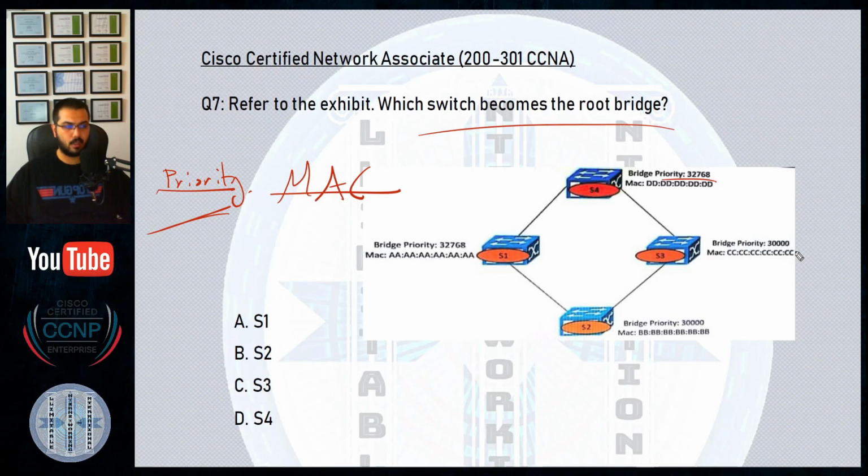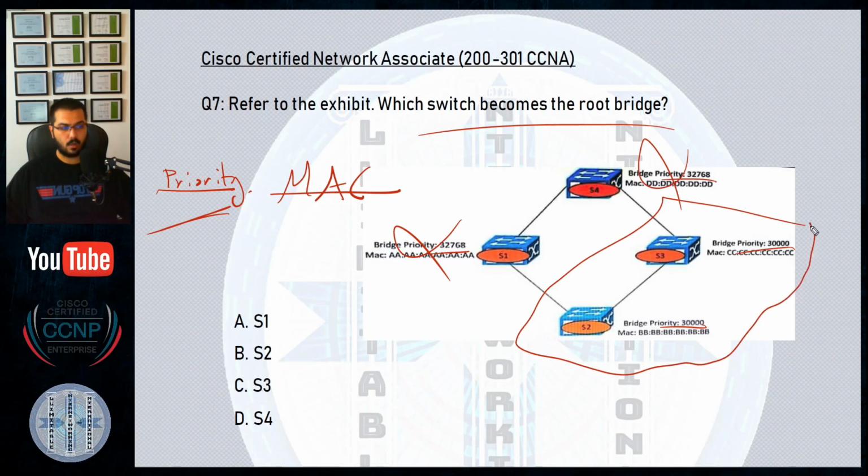32-ish, the default. 30,000 lower, 30,000 as well, also lower, and 32-ish. So not you, one of you two guys. Okay, but both of you have the same priority, so I will go to the tiebreaker, which is the second numerical value, the MAC address. Which one has the lower MAC address?